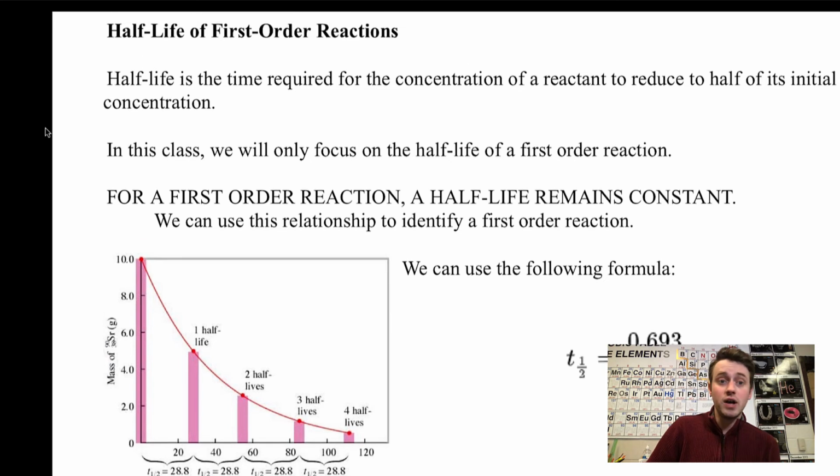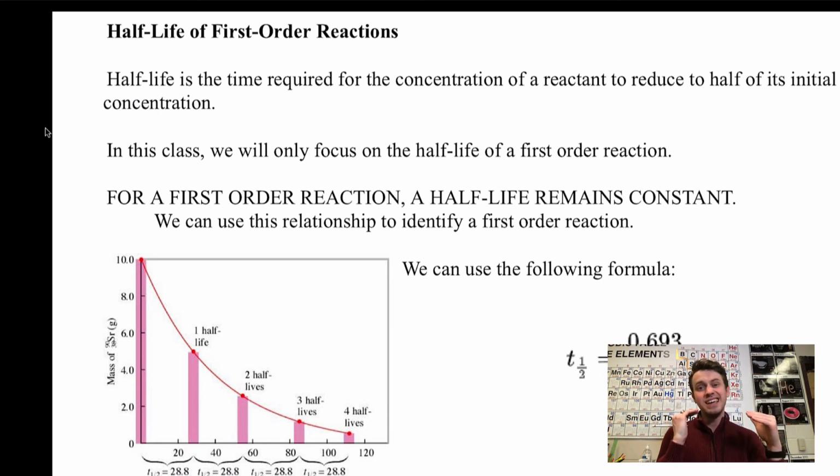There are questions on the AP test that deal with half-life as well. The only time we're going to deal with half-life in AP is if it is a first-order reaction. We're not going to deal with zero-order or second-order reactions, because those get a lot more complicated. So first I'm going to start with the definition. The half-life is the time required for the concentration of a reactant to reduce to half of its initial concentration. So if I have a 1 molar concentration and it takes an hour to get to 0.5 molar, then its half-life would be 1 hour.